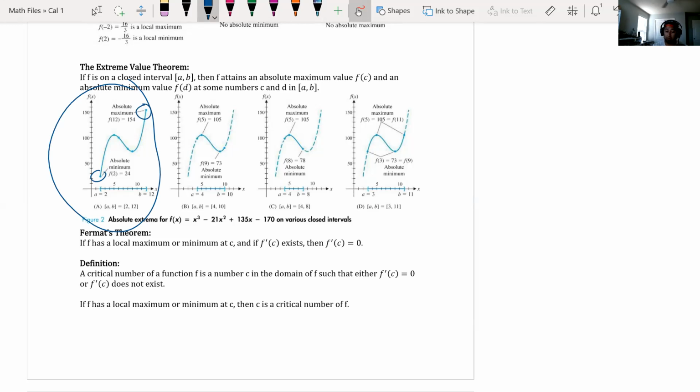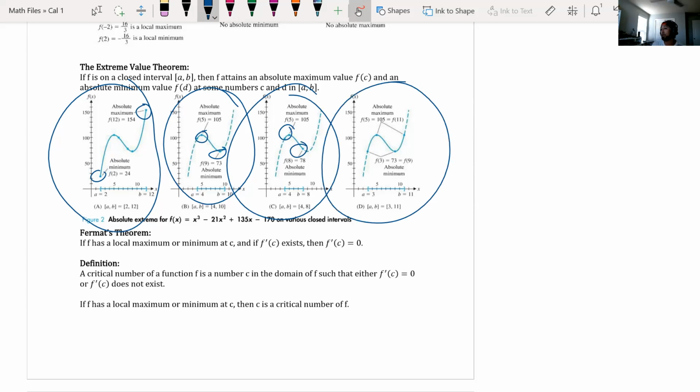And then if you change up the closed interval on the same function, well, you change up the absolute max and minimum. On this interval, we made it 410. So once you change up the closed interval, the max is now at 105 and the absolute minimum is at 73. Okay, and again, change up the interval, 4 to 8. The absolute maximum stays 105, but the absolute minimum changes to 78. And then on the fourth one, change the interval to 3 and 11. Well, the absolute maximum, you now have 2, and they both occur at 105, of course, with different x values. And then your absolute minimum is at 73.